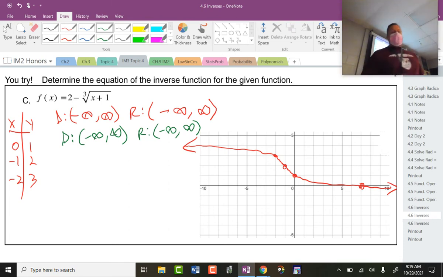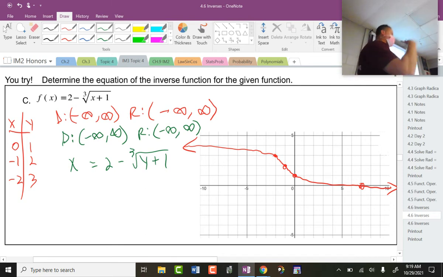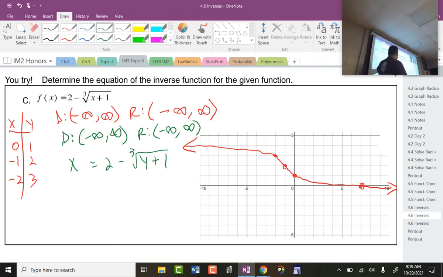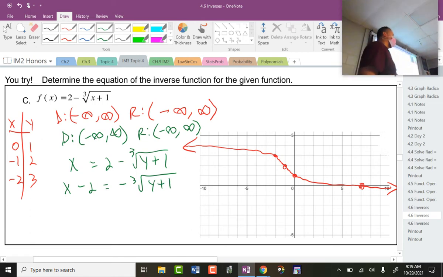Okay, and then finding the inverse, f of x is y, now we make it x. 2 minus cube root of y plus 1. Okay, and then the whole idea of how to do order of operations. Anything that's outside of the cube root, move it. This is not division, this is subtraction. Okay, so it's x minus 2 equals the opposite of the cube root of y plus 1. No, you can't do anything with that plus 1 yet. It's stuck in a cube root.